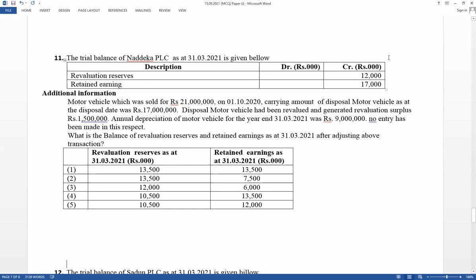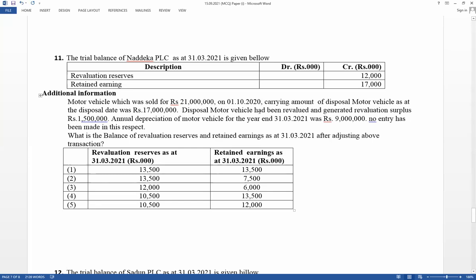And revaluation reserves account balance available 12,000. Retained earning balance it has given 17,000. And given motor vehicle which was sold for 21,000 on 1st October 2020. Carrying amount of disposal motor vehicle as at the disposal date 17,000. In disposal, profit and loss can be calculated by comparing carrying amounts and disposal value. Carrying amount it has given 17,000 and disposal value is given 21,000.